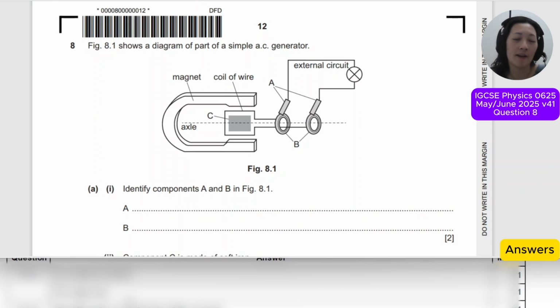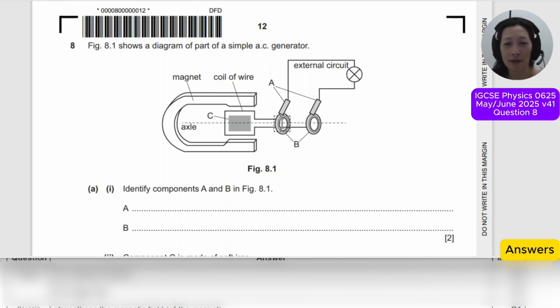Question 8. Figure 8.1 shows a diagram of part of a simple AC generator. So here's the diagram, and yes, it doesn't quite look like the typical generator that you have seen in your textbook or in your notes. But just because it looks different doesn't mean you can't solve it, because the AC generator is pretty much standard in terms of your syllabus. So A1, identify components A and B in figure 8.1.